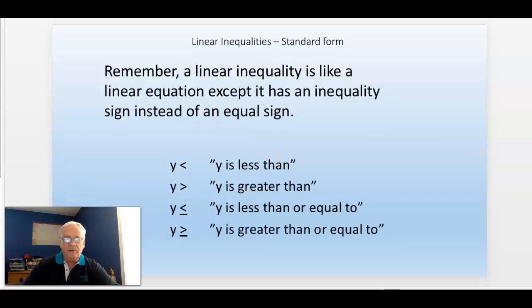And just to review, remember you guys, a linear inequality is just like a linear equation, except it has an inequality sign instead of an equal sign. So it has one of these four signs in there: greater than, less than, or greater than or equal to, less than or equal to.